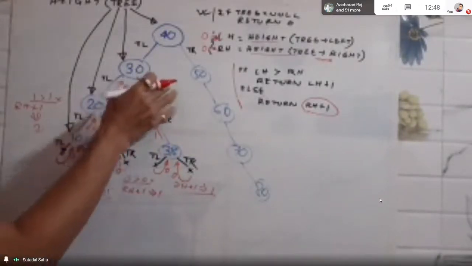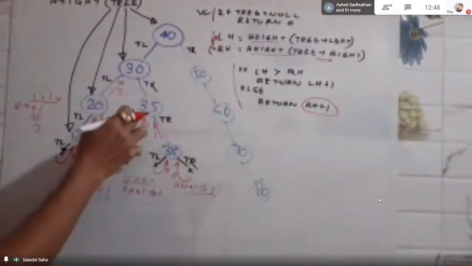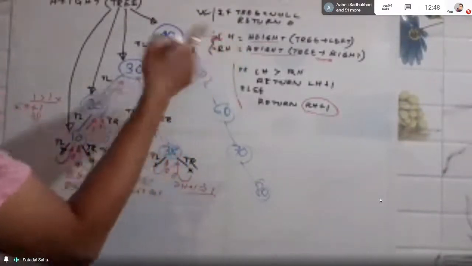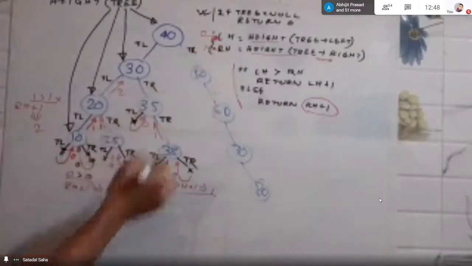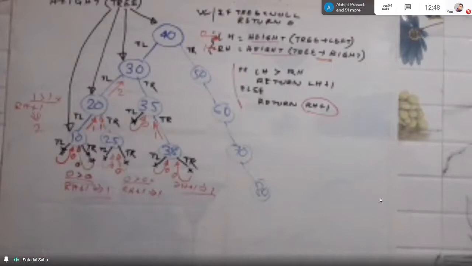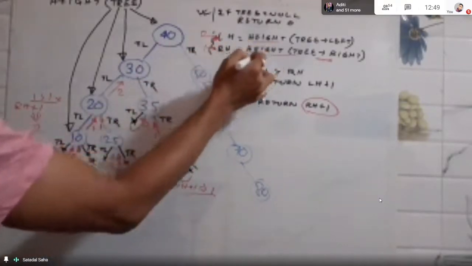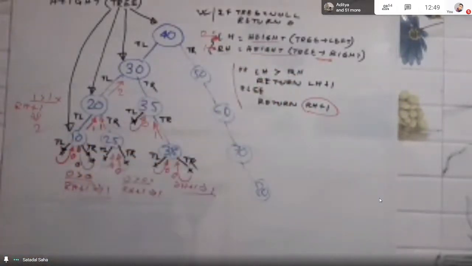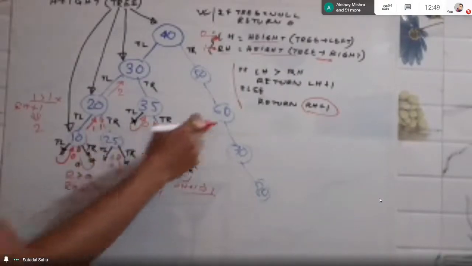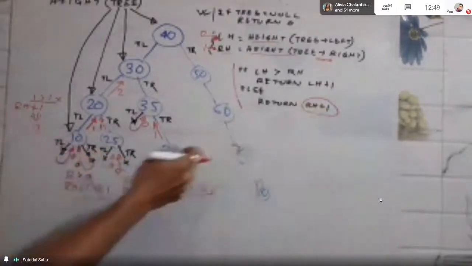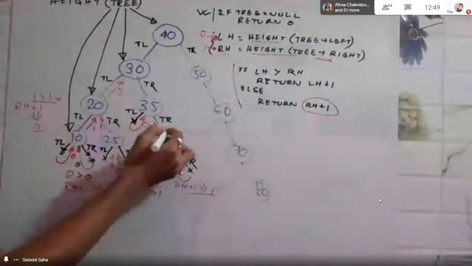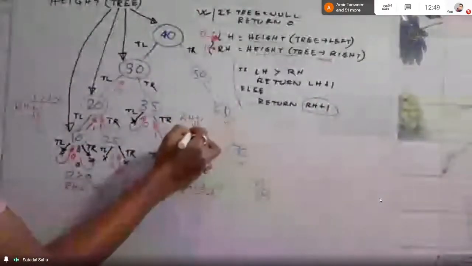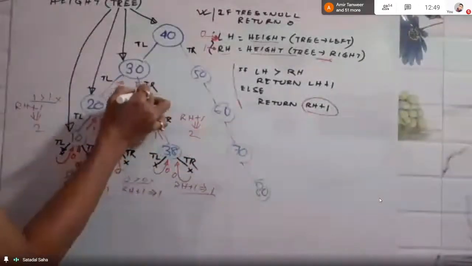Now if we are sitting at 35, we can see that it was getting the value 0 from its left child and getting the value 1 from its right child. Now these two parts are over, it will go to the if block. So it will check if LH is greater than RH, no, because LH is 0 and RH is 1. So it will go to the else part and it will return RH plus 1. So RH in this case is 1. So RH plus 1 leads to the value 2. So 35 will return the value 2 to 30.